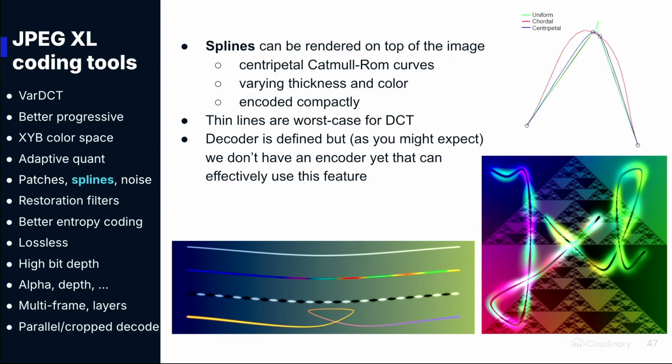The problem is making an encoder that effectively detects these splines and subtracts them from the image. We don't have that yet, but it is defined. The decoder can render it. This is something that we left open as an exercise for the future, to build a better encoder that actually uses this.